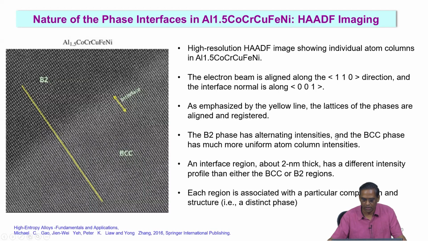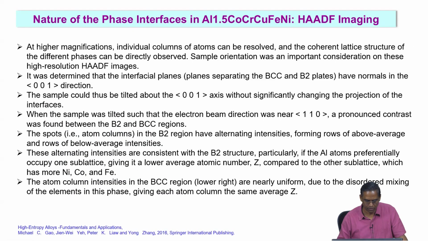And the B2 phase has alternating intensities, and the BCC phase has much more uniform atom column intensities. So you see that all the atom columns have uniform intensity here, but here it is alternating, because of the B2 phase. Okay. So the interface region is about 2 nanometers thick and has a different intensity profile than either the BCC or B2 regions. Each region is associated with a particular composition and structure. I'll go back to this.